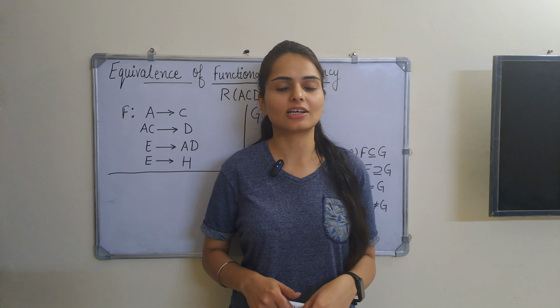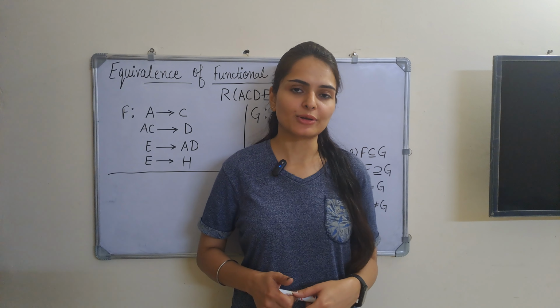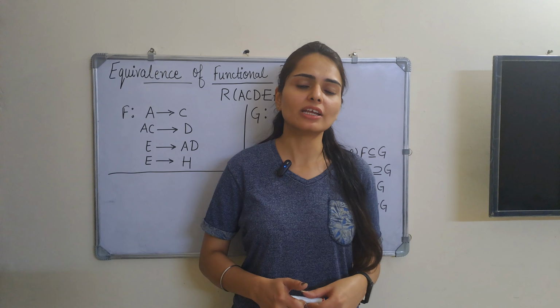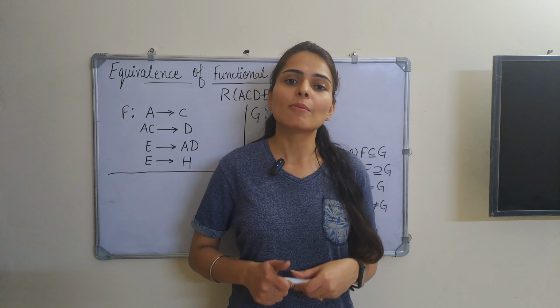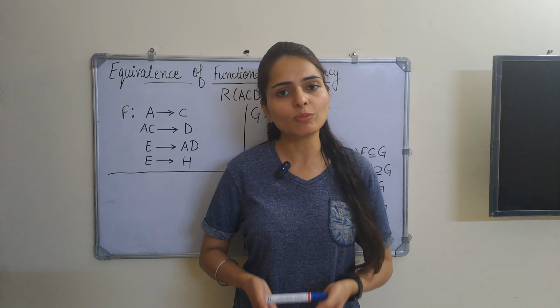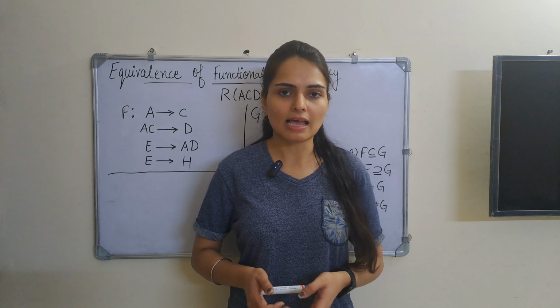In our last discussion, we saw how we can find out the closure set of attributes, and today we will see how we can use that property to check the equivalence of two sets of functional dependencies. Before moving on to the problem, we need to understand why we have to perform such a comparison. So let's take an example.